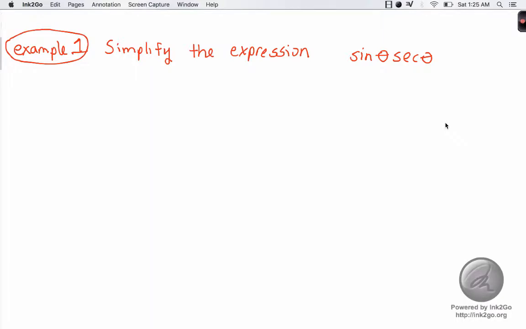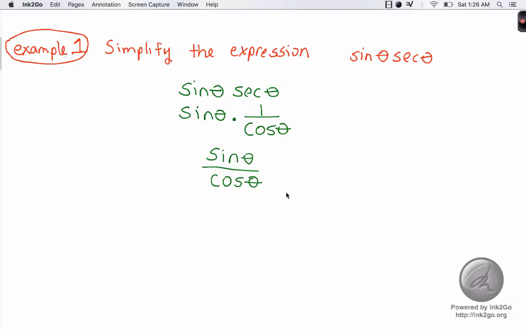Example 1. Let's simplify the expression sine of theta times secant of theta. I'm going to use our reciprocal identity for secant of theta. I can rewrite secant of theta as 1 over cosine of theta. So now I have sine of theta times 1 over cosine of theta. Or if I multiply across, I get sine of theta divided by cosine of theta, which using our tangent identity is simply tangent of theta.